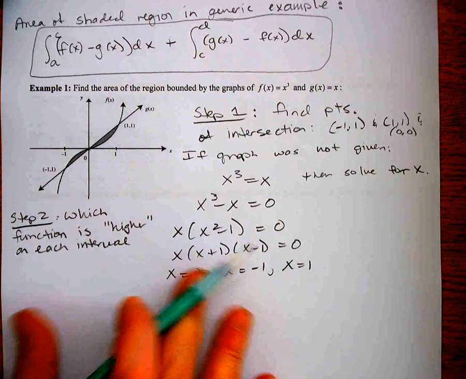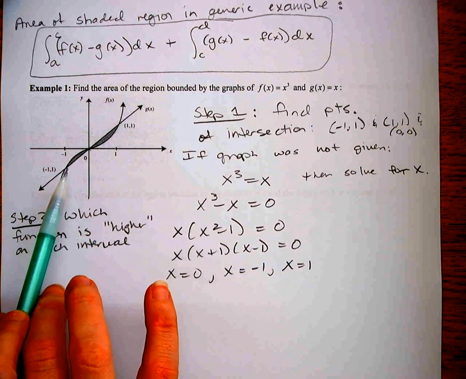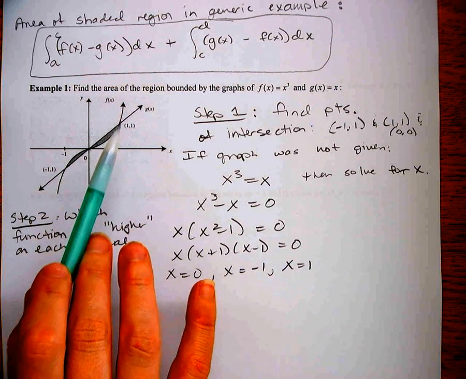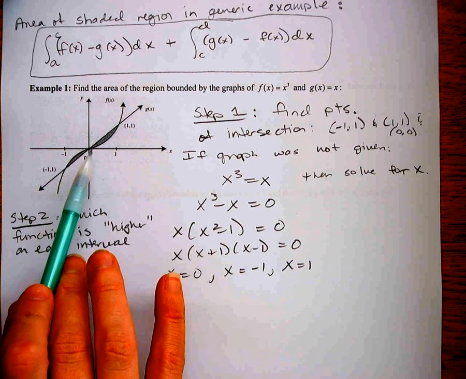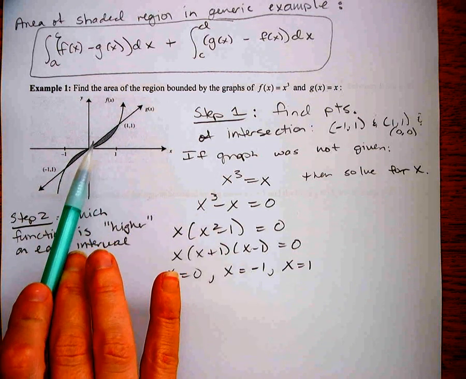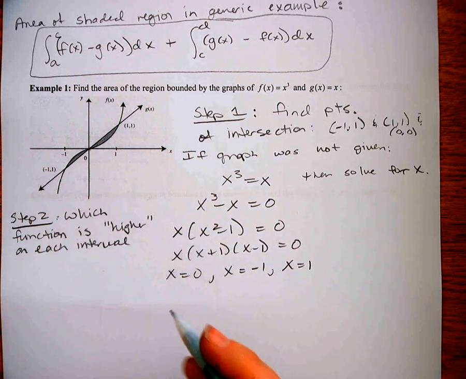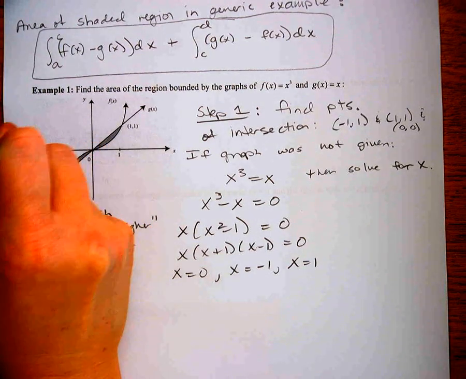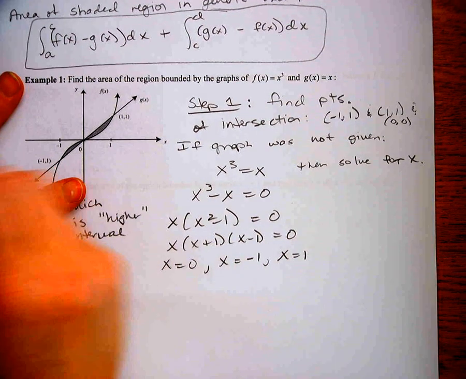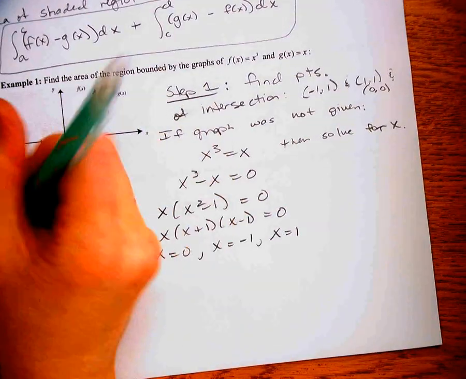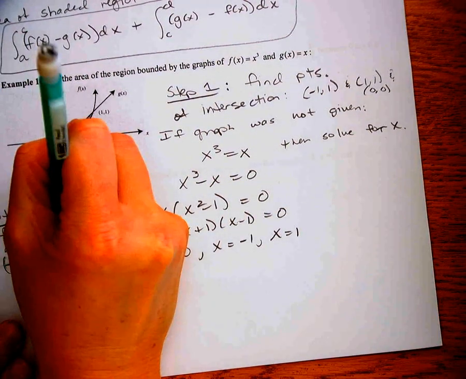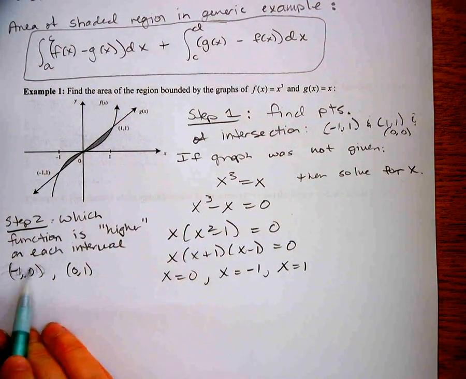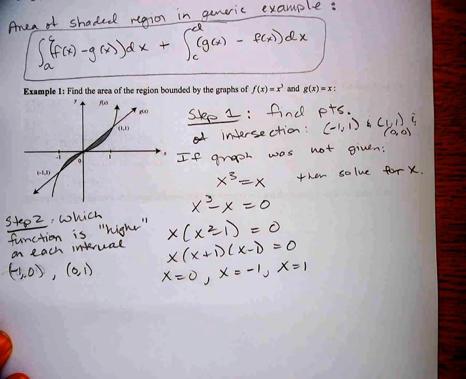So in this case, I could just look at the graph because, again, they gave me the graph. And I can see that from -1 to 0, the f of x function, the x cubed function, is above the line. But from 0 to 1, the line is above the x to the third function. Or you could also do a sign chart. You could go from -1 to 0 and then from 0 to 1 and just test a point. So like between -1 and 0, I would test -1/2.